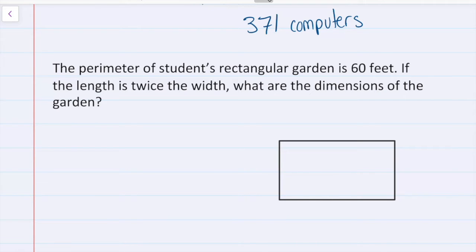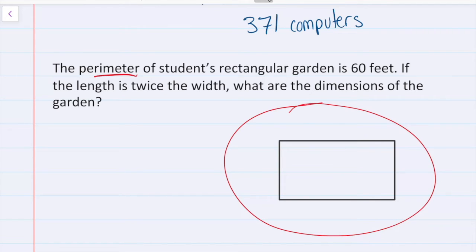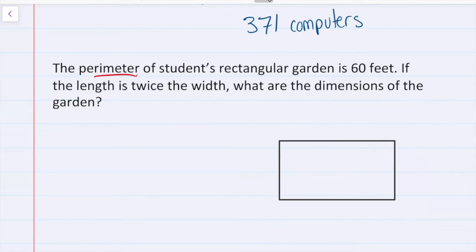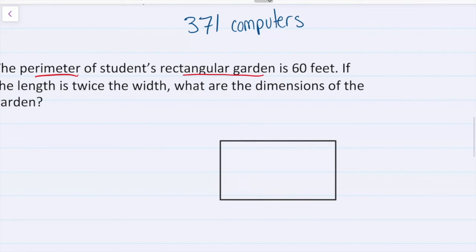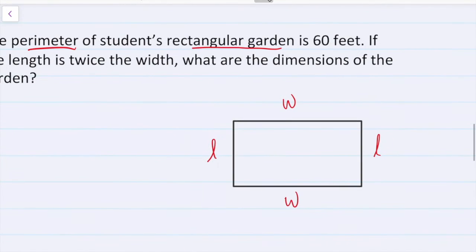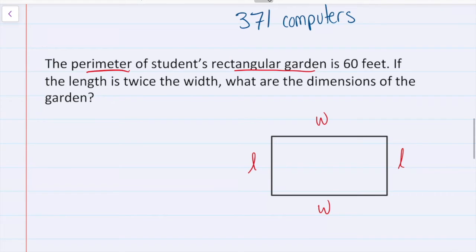The very first thing they mentioned is perimeter. Now, let's remember what perimeter is. Perimeter is when you add all the sides, not the inside, but the outside of this shape. So that's perimeter. Now we got ourselves a rectangle here. They said rectangular garden. So we know a rectangle has a length, another length, a width, and another width. Does everyone agree? Cool.